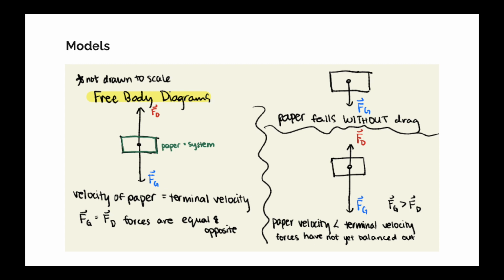The diagram on the left is in a state where the gravitational and drag forces are equal and opposite, thus the velocity of the paper is equal to the terminal velocity. Our second computational model with drag force will reach this balance. Time to dive into our experiment.